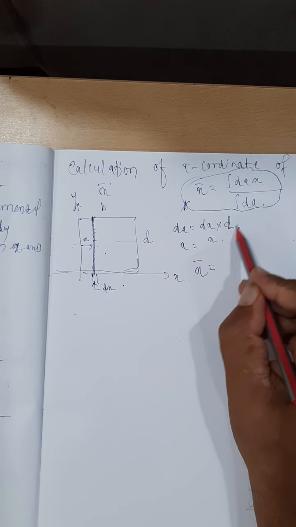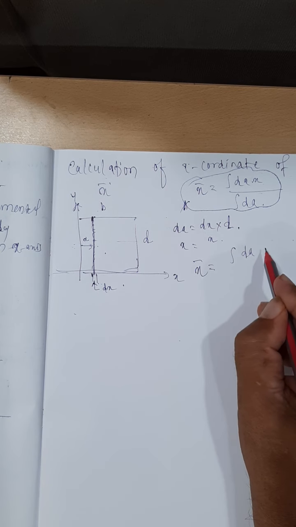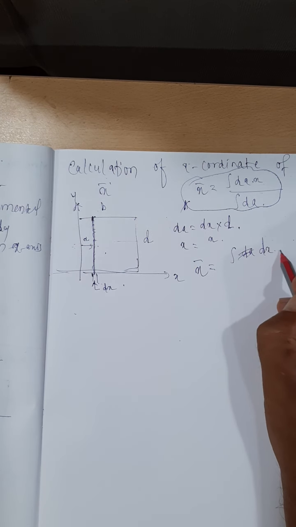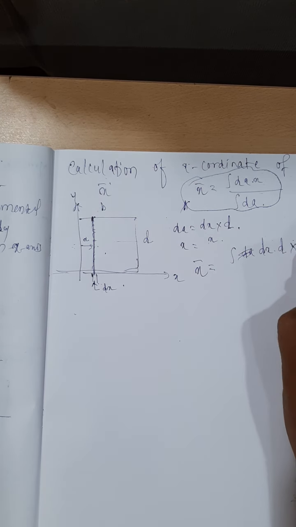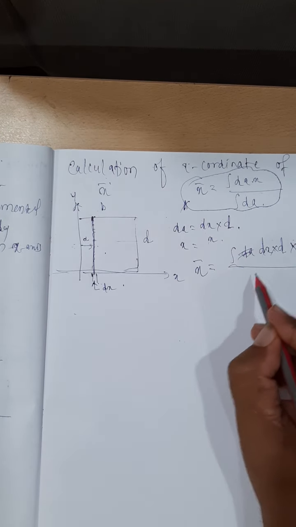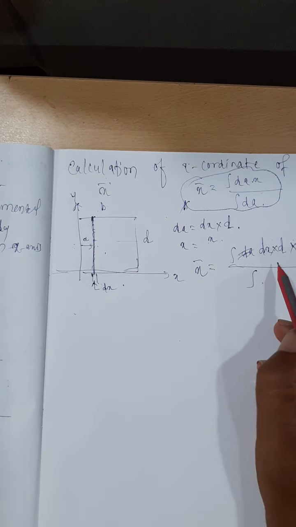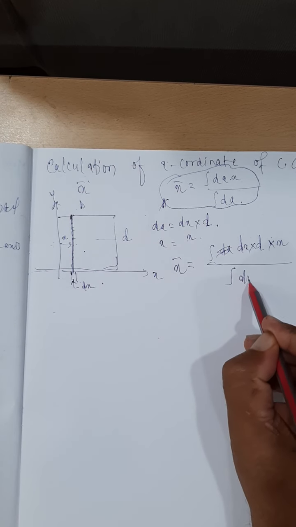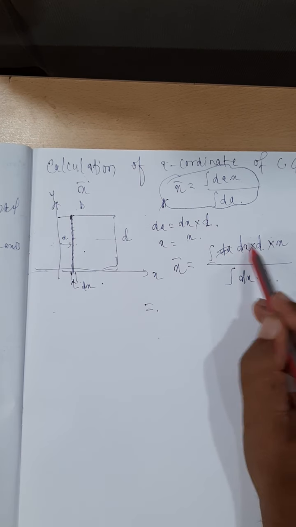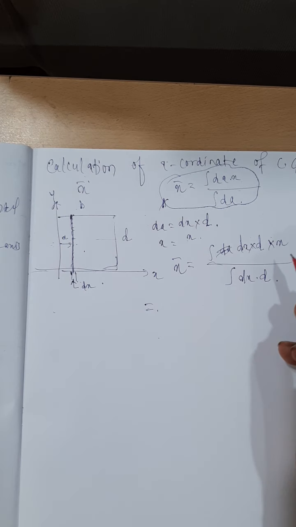x bar is given by integral of dA into x, where dA is dx into d, so integral of dx d into x, divided by integral of dA. What is the value of dA? dA is dx into d. Yes, go for the integration. Here d is constant, you can take it outside. Integral of x dx is equal to x square divided by 2.